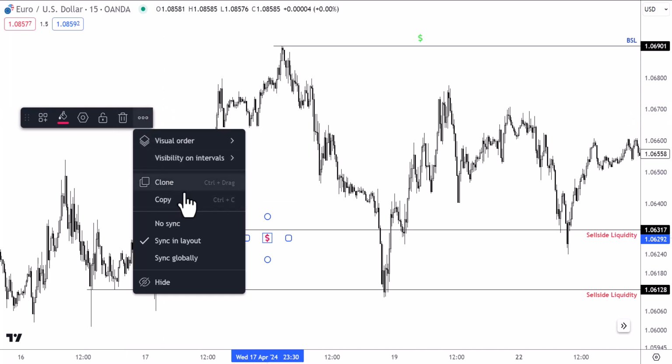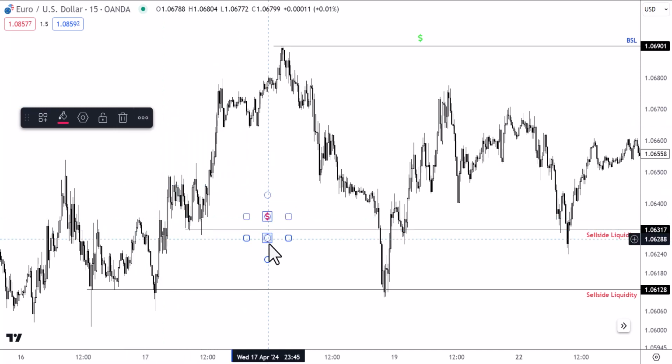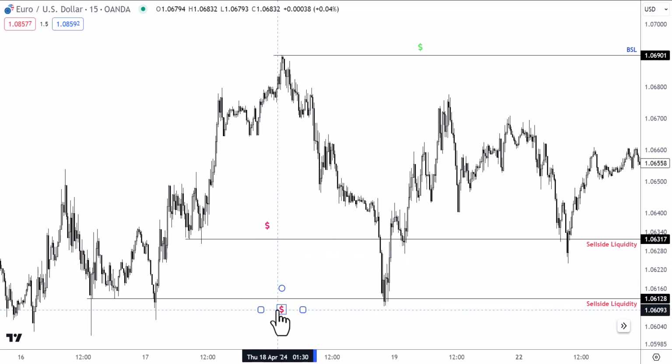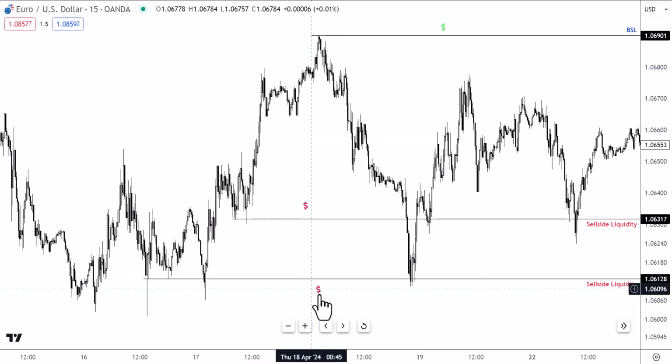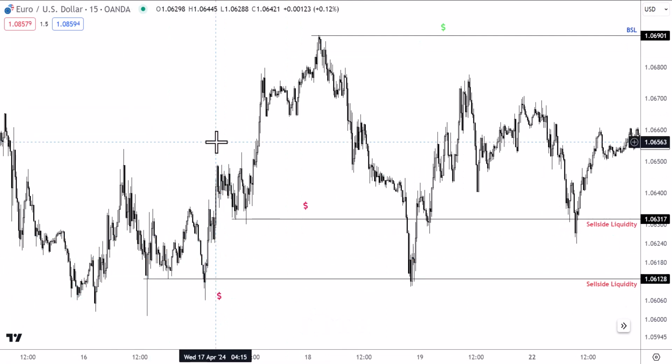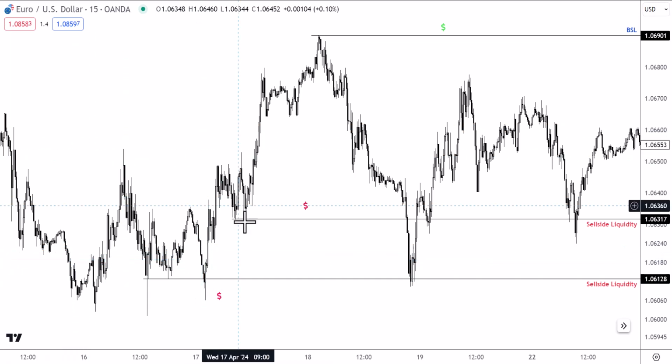Let me provide another example right here. You see liquidity is resting below. You can see that price took out this liquidity and then immediately went up, making a reversal and chasing after buy side liquidity.